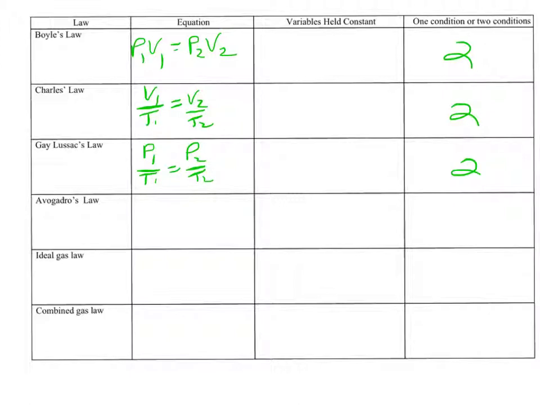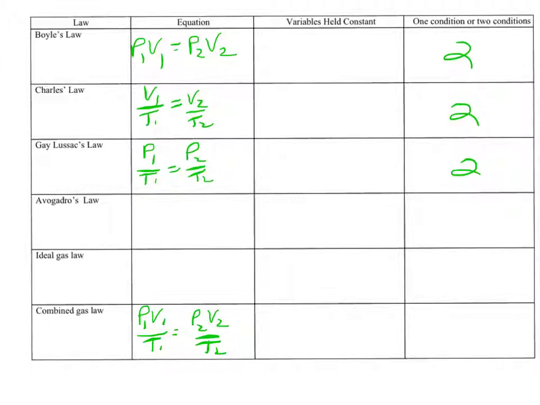If we combine all three of them, which unfortunately I put at the bottom of your worksheet, the combined gas law, we're going to have P1 V1 over T1 equals P2 V2 over T2. So you would use this when all three of your variables are changing.